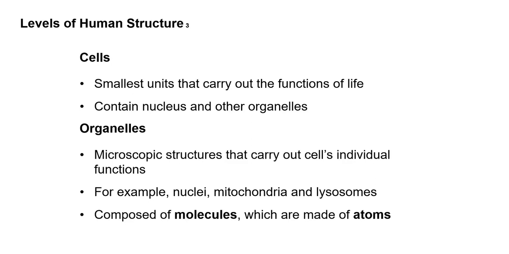Cells are the smallest unit that is capable of carrying out a function of life. Different types of cells work together to produce a tissue. And remember, different types of tissues, at least two, work together to make an organ. Multiple organs work together to make an organ system, and all the organ systems work together to produce the organism.